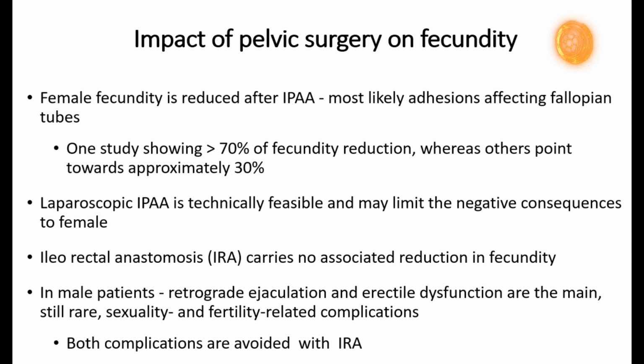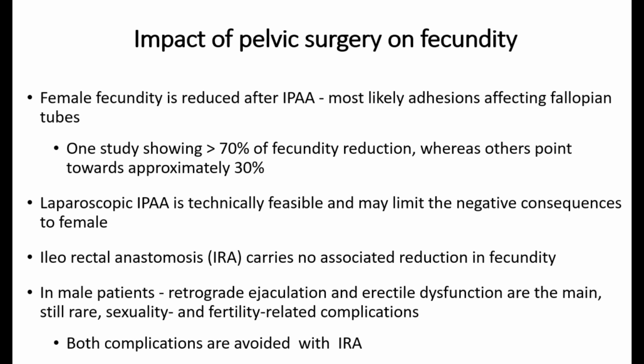So what is the impact of pelvic surgery on fecundity? Female fecundity is reduced after ileal pouch anal anastomosis when we take out the rectum, and most likely it is affecting the fallopian tubes. One study showed more than 70% reduction of fecundity, whereas others point towards approximately 30%. Laparoscopic IPAA is technically feasible and may limit the negative consequences to females. Ileorectal anastomosis carries no associated reduction in fecundity.